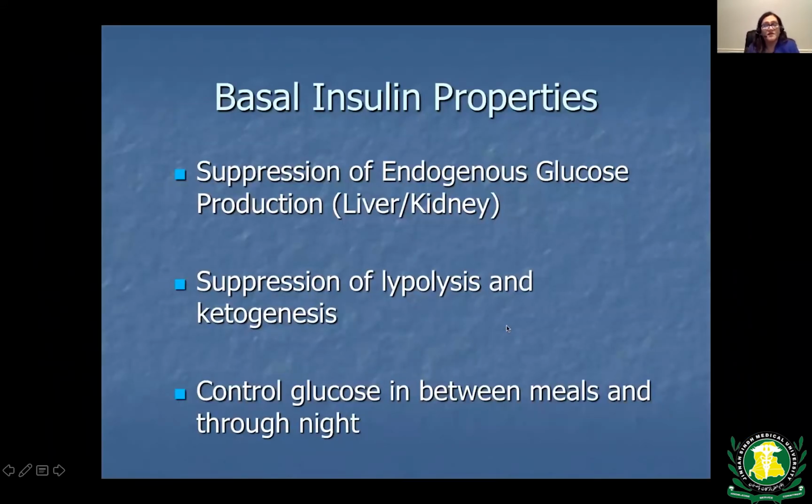So, what does the basal insulin do? The basal insulin's job is the suppression of endogenous glucose production, suppression of lipolysis and ketogenesis. And so, the basal insulin controls glucose between meals and throughout the night.